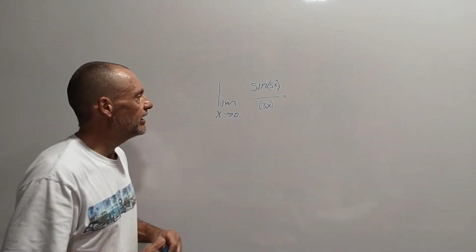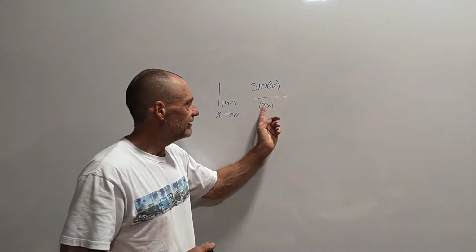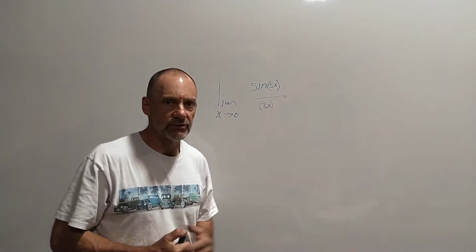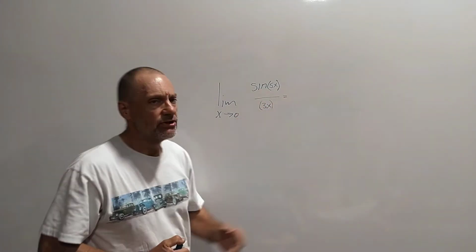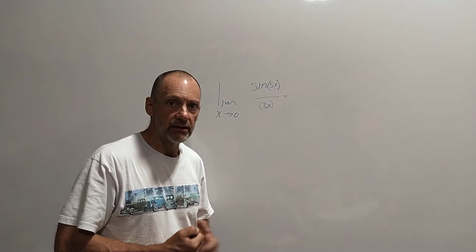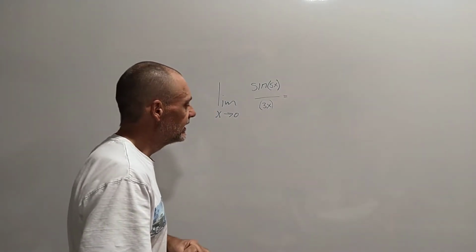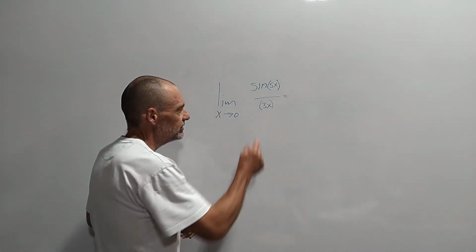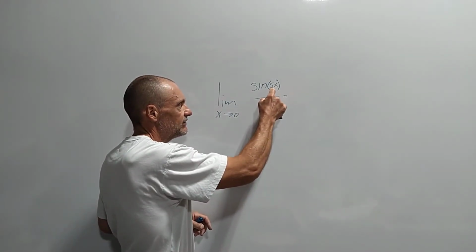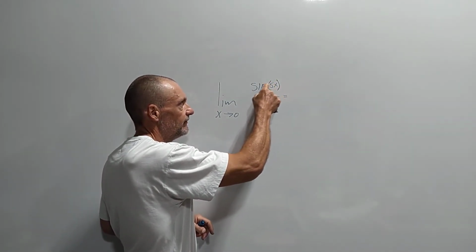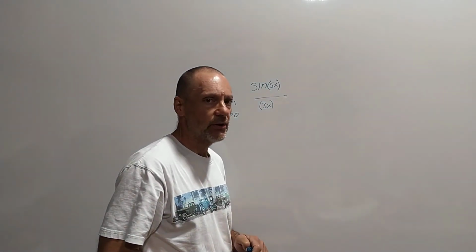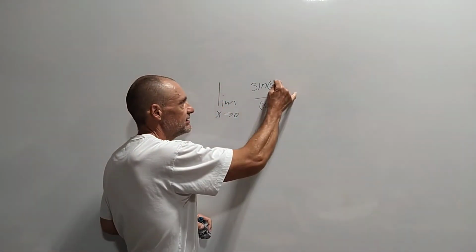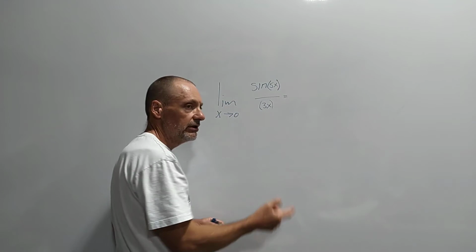So here we have sine, and then we have 5x, and then on the bottom here we have 3x. So they're not the same, so we can't say that it's 1. But there's another way that we can look at this. You see this 3 on the bottom here? Now this 5 here is part of the argument of a sine function. So this is some kind of an angle in the unit circle.